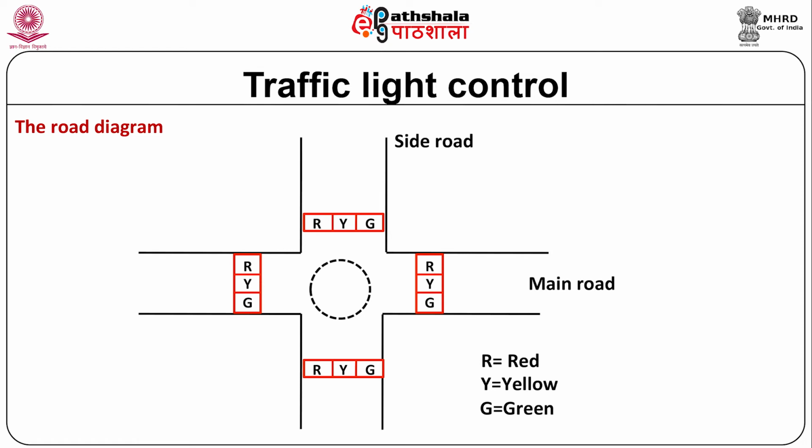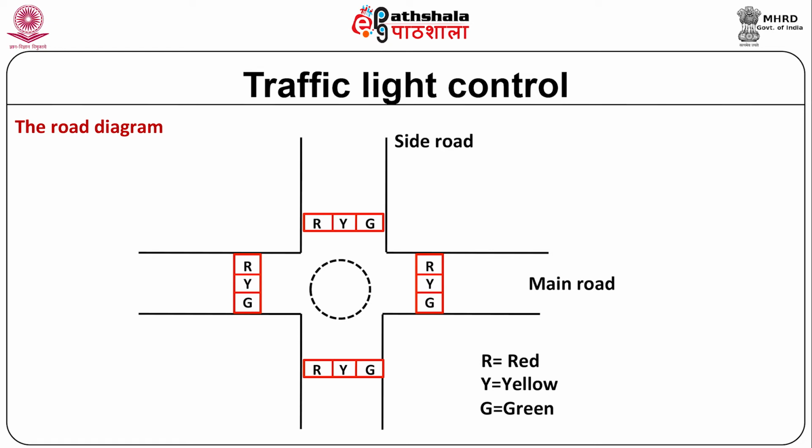Let us now talk about the case study of a traffic light control system. Consider a situation where traffic is to be controlled at a junction of a main road and side roads. The main road has heavy traffic and a side road has less traffic. At a time, only one road's traffic will go in all directions. The diagram indicates a square showing the main road and side roads.